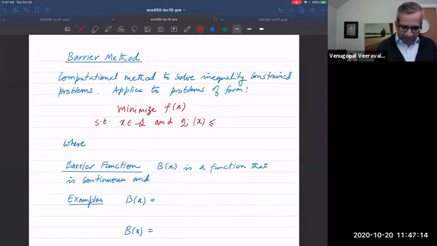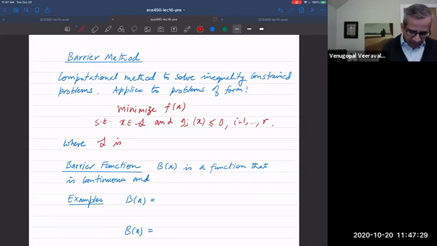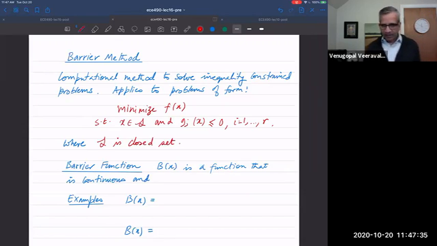And then we have inequality constraints of this form. We'll talk about another method later for dealing with equality constraints. Okay. All right. So S is some closed set.